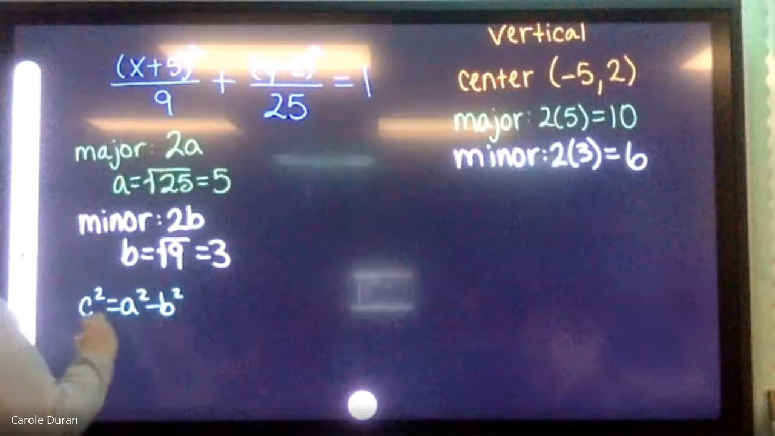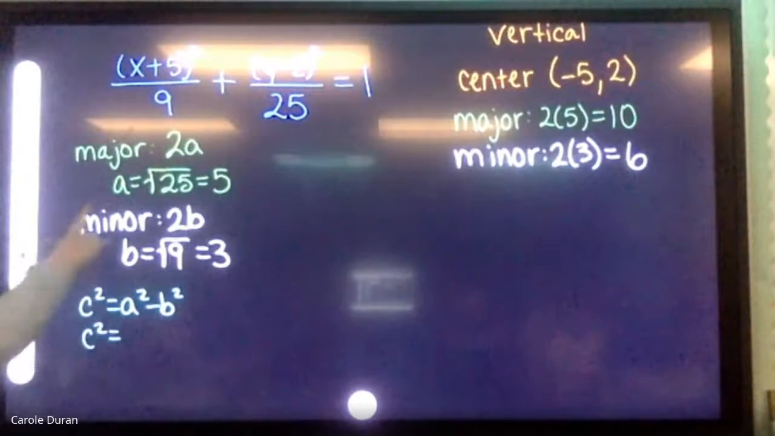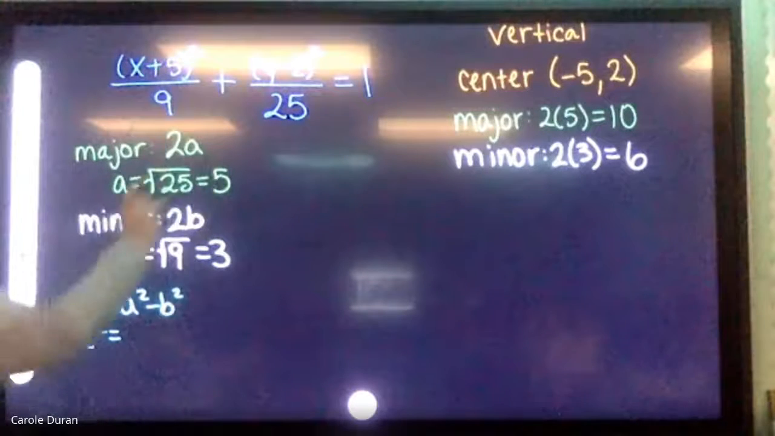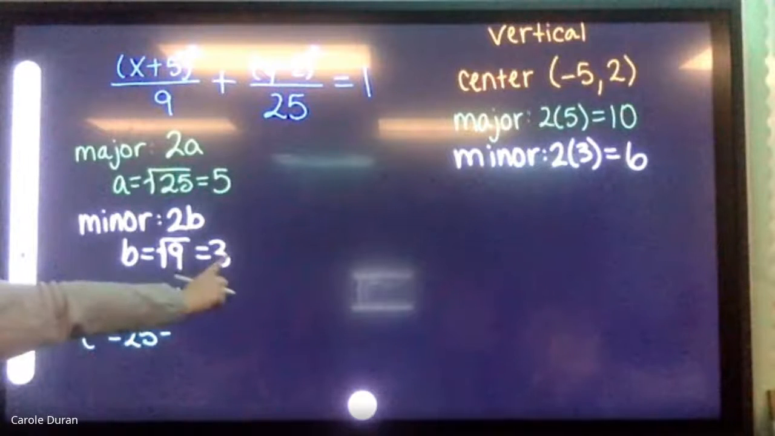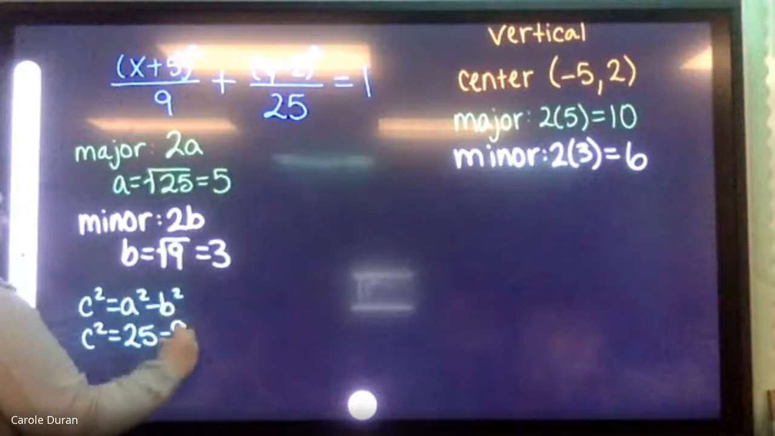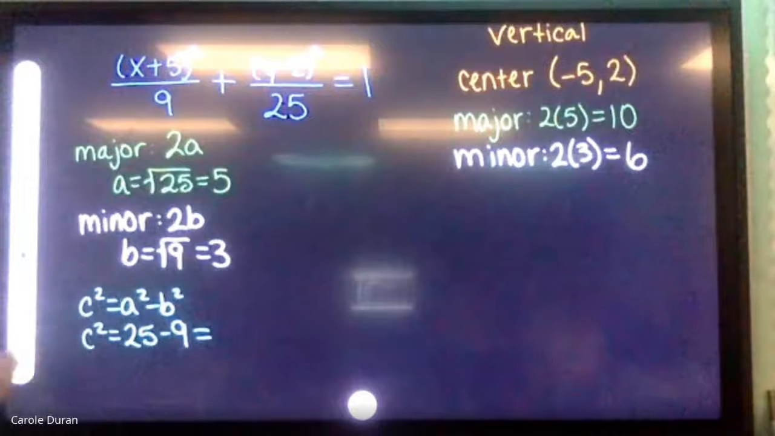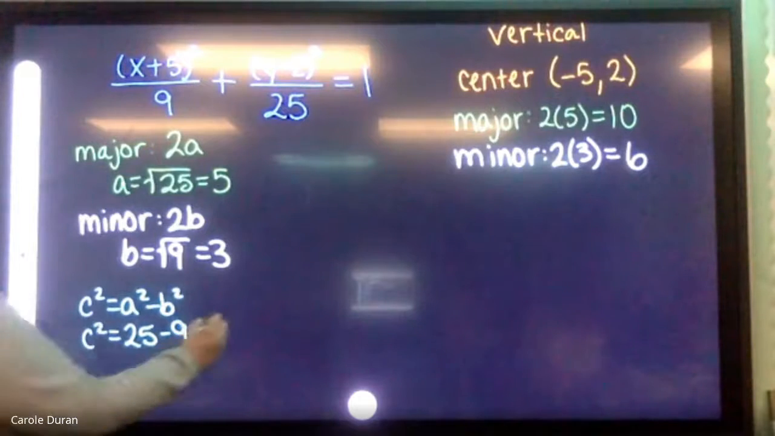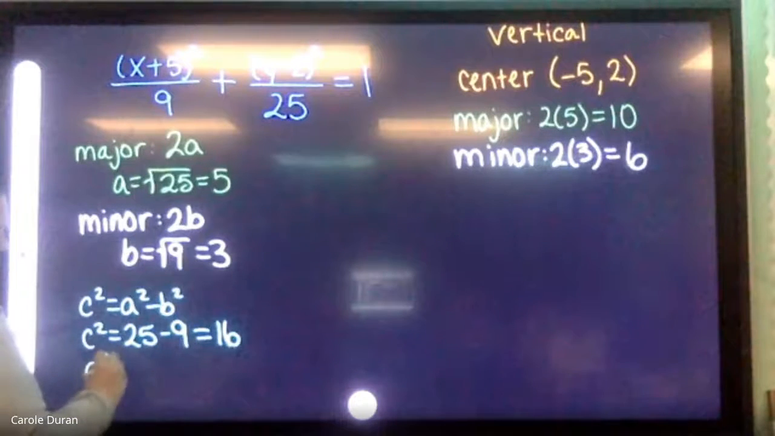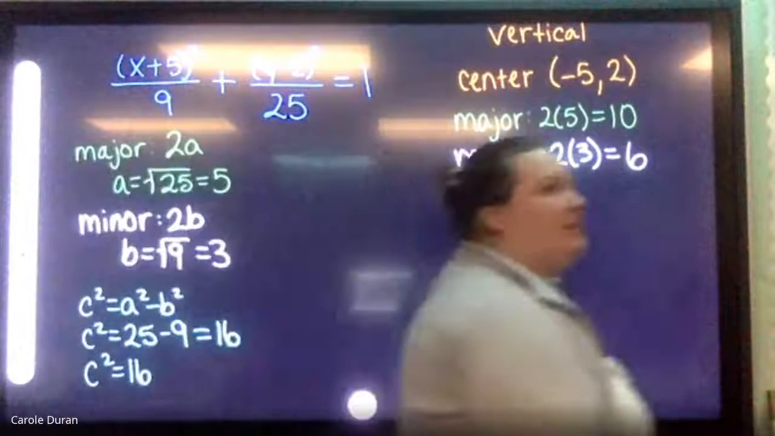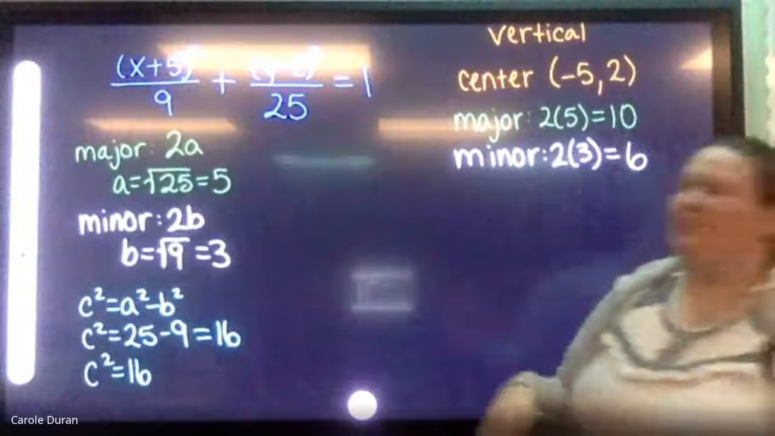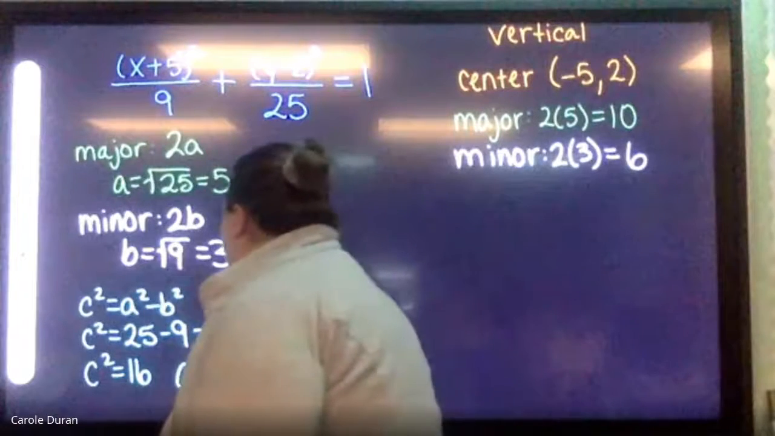In fact, I know what a squared and b squared are, but that's okay. So c squared here is going to equal my a value of 5 squared, which is 25, minus my b value of 3 squared, which is 9. What's 25 minus 9? 16. So c squared equals 16. But I don't want c squared, I want c. So I square root both sides, and I get that c is equal to 4.